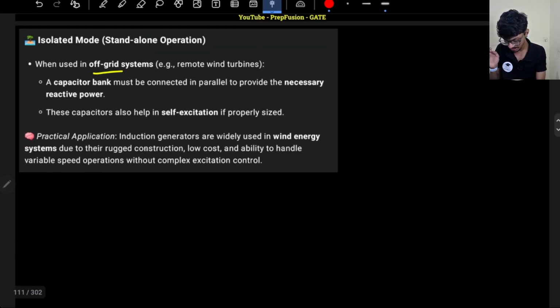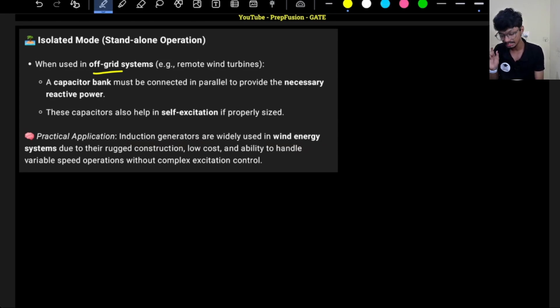So that's why you can see that induction generators are widely used in wind energy. Why are they used in wind energy? Because if you remember, in an induction generator or induction motor, the speed varies with respect to the load, correct? But still the supply frequency is constant, 50 hertz, right? So we want a generator that can give constant frequency even if I vary the speed. So accordingly the slip will change, correct?